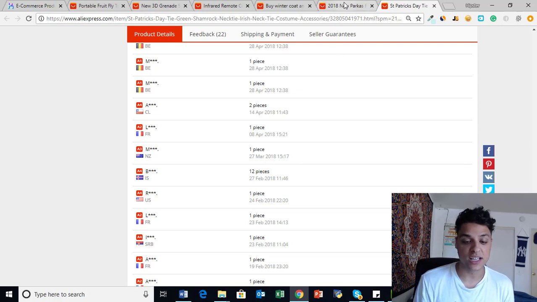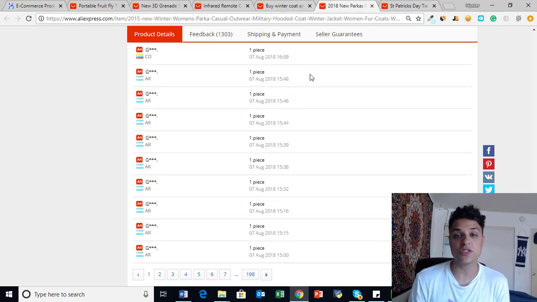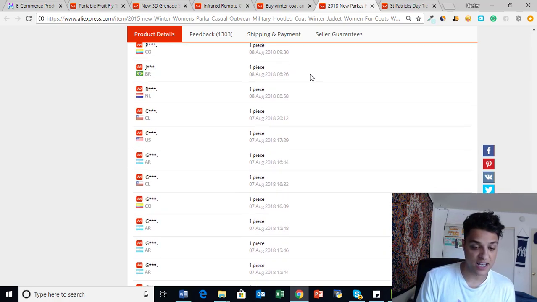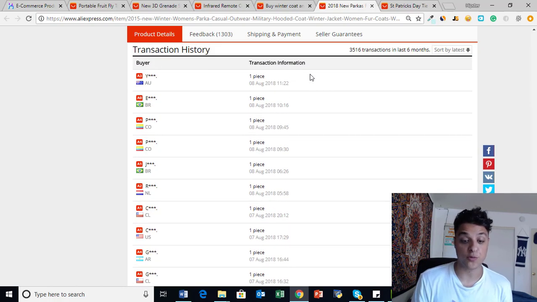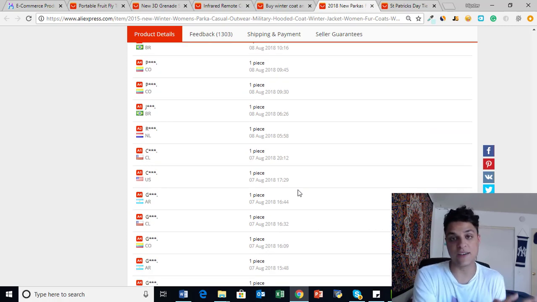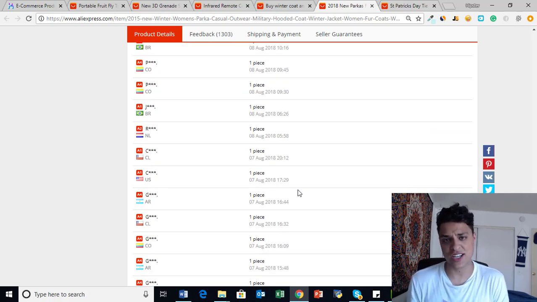But for sales velocity, let's look at another product that I had found. This one is just a winter coat. It was one of the top ones I found. You can see for the sales velocity on this product, a lot of them are recent. So just from today, we had 1, 2, 3, 4, 5, 6 buyers. And then you can see we had a bunch from August 7th. So this is more of the transaction history you're likely to see if you have a more popular product.